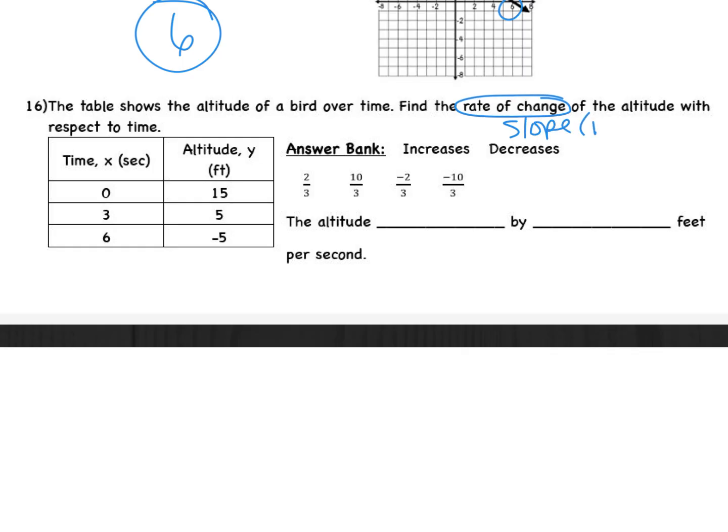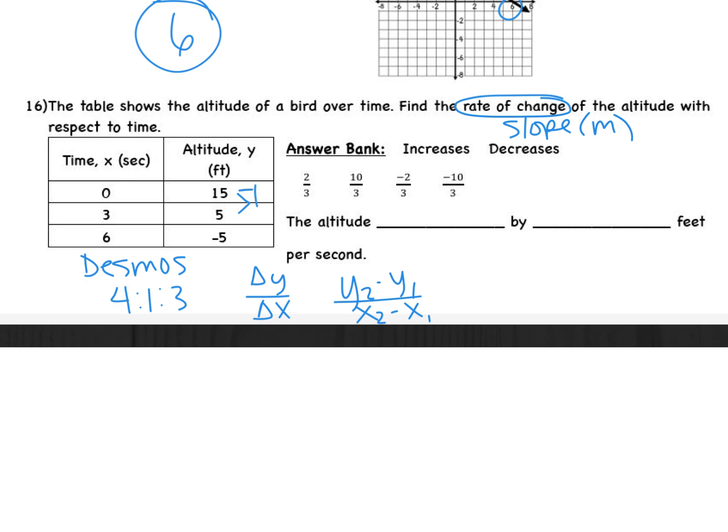Slope. So you have a couple of things you can do here. Could we put this in Desmos or 413? We could also do change in y over change in x. You could do y2 minus y1 over x2 minus x1. Pick a method that you like. So if we do y over x, think about this. How do we go from 10 to 5, or 15 to 5, excuse me? Minus 10, make sure you have a sign there. How do we go from 0 to 3? Plus 3. Okay, so be very careful. Is it 3 over negative 10 or negative 10 over 3?